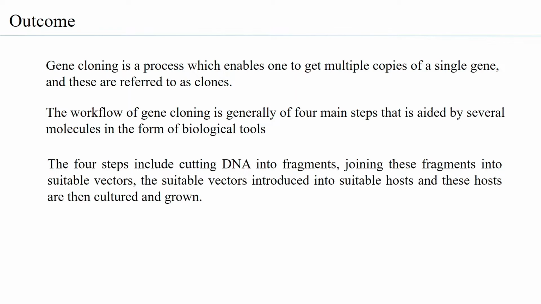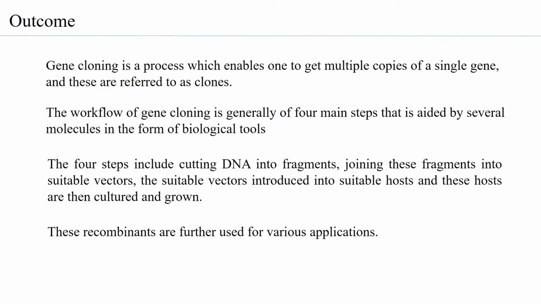The four steps include cutting the DNA into smaller fragments, joining these fragments into suitable vectors, and these suitable vectors are then introduced into suitable hosts, and these hosts are then allowed to be cultured and grown. So the grown cultures will basically amplify that single gene that was originally introduced into the vector, and that is why it is called gene cloning. Now, these recombinants are further used for various applications.